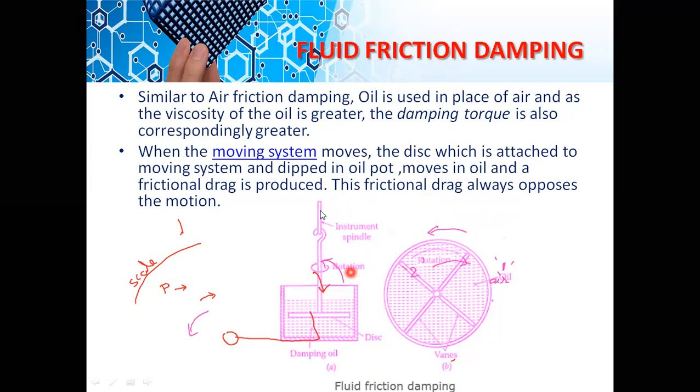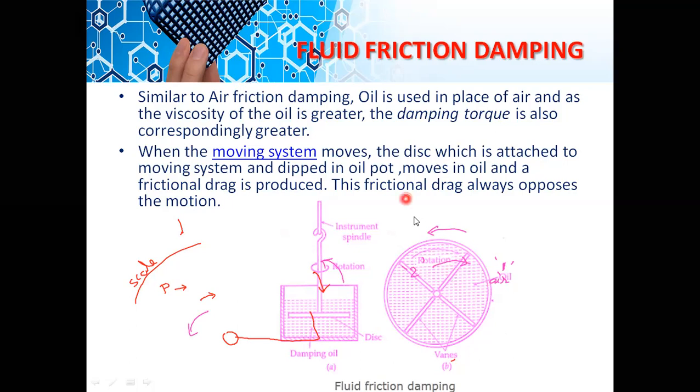So this is a suspension type. This is the spindle. To the spindle, we have a disc attached, and this disc is dipped in an oil pot. Now, how it looks is this. This is the plan. So this is the disc. This is the oil pot.